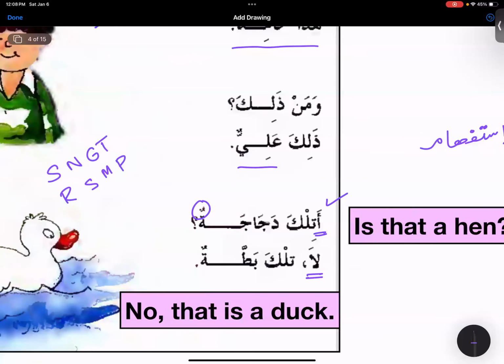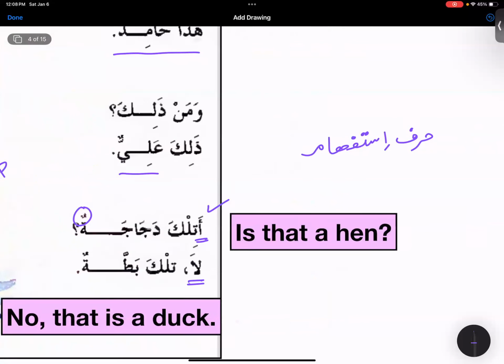So basically, you can say harfun nafi, not nahi, nafi, right? Or we can say harfu jawab, because when someone asks you a question, this is the harf we use to give the answer. So that is harfu jawab.